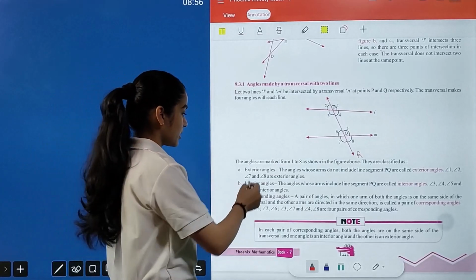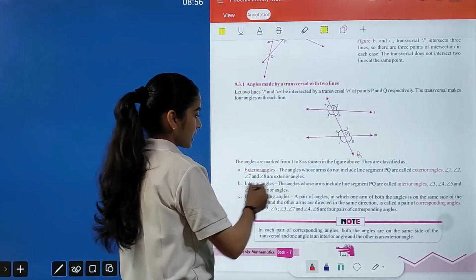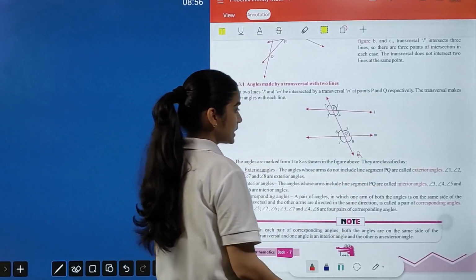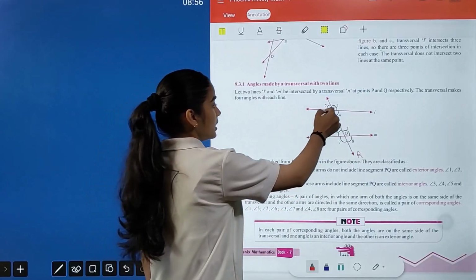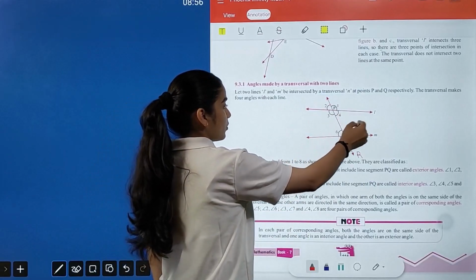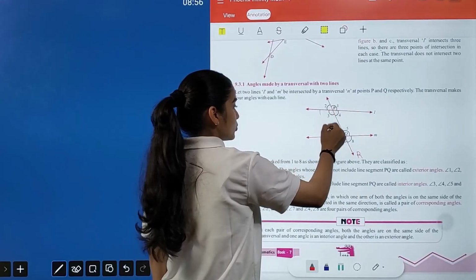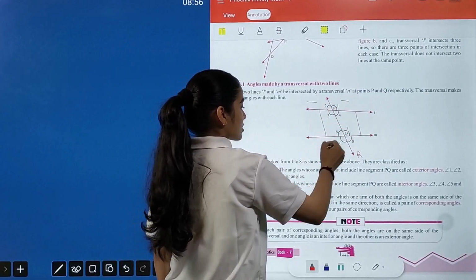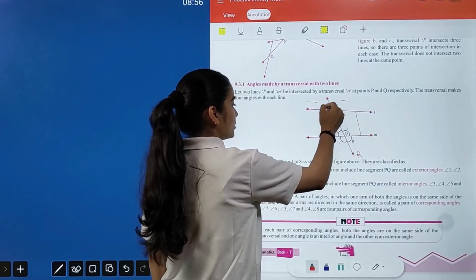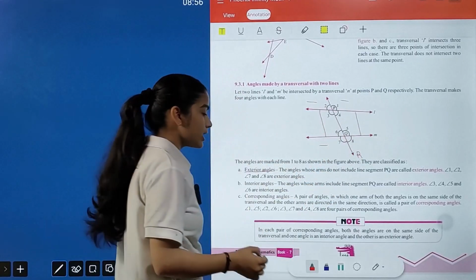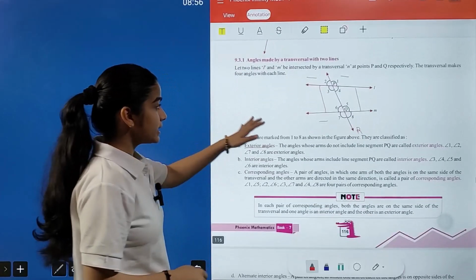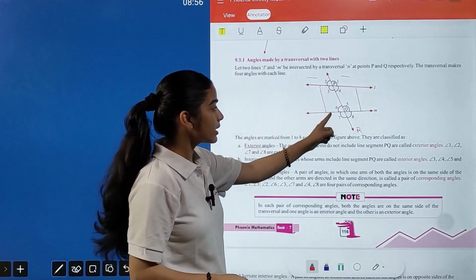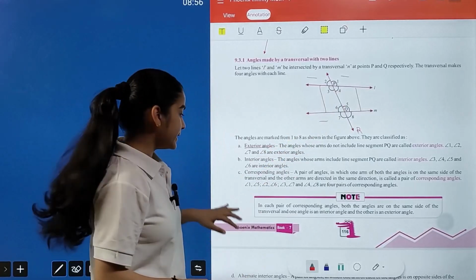Let's read about that. First of all, we have exterior angles. The angles whose arms do not include line segment PQ are called exterior angles. You can simply say the outside of these lines. This portion is inside the lines L and M, and this portion is outside of them. So angle 1, angle 2, angle 8, angle 7 are your exterior angles. Interior angles means those which lie inside of these two lines. So angle 3, angle 4, angle 6 and angle 5 are your interior angles.